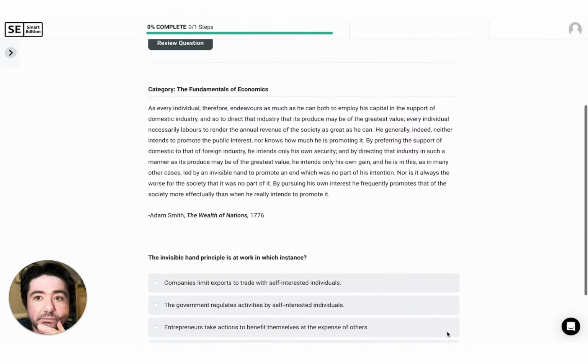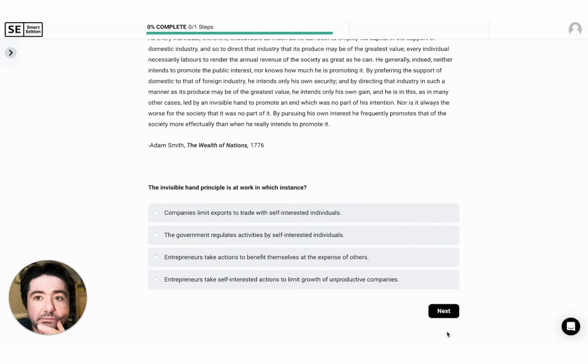Okay, same document, question 43. The invisible hand principle is at work in what interest? Companies limit exports to trade with self-interested individuals. The government regulates activities by self-interested individuals. Entrepreneurs take actions to benefit themselves at the expense of others. Entrepreneurs take self-interested actions to limit growth of unproductive companies. The correct answer is C.